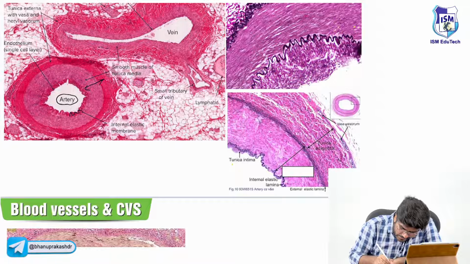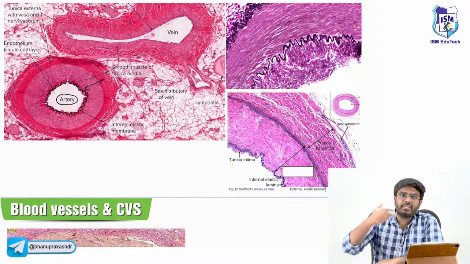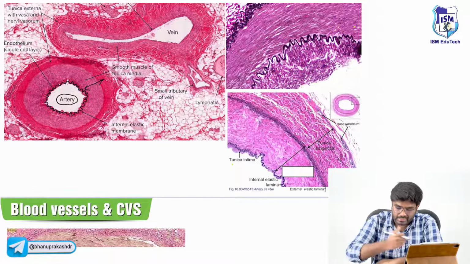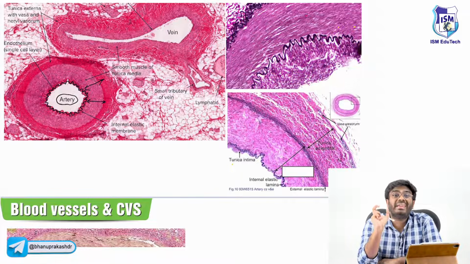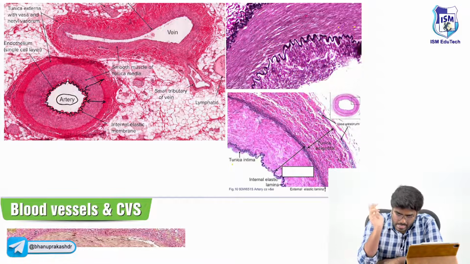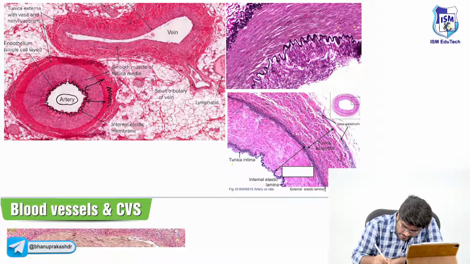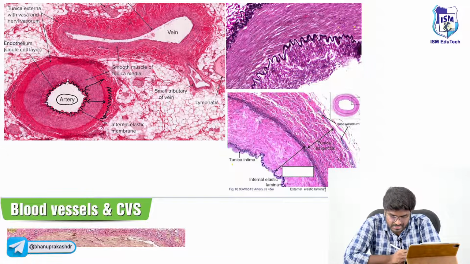The innermost layer is called the tunica intima, the intimal layer, which is lined by the endothelial cells, the endothelial layer. Now, the muscle layer which I am highlighting here is called the tunica media. Tunica media is made up of smooth muscles. And the last layer is the tunica adventitia, the adventitial layer. So now tell me, how many layers are there in the blood vessel? There are 3 layers: tunica intima, tunica media, and tunica adventitia. Same with the veins also.